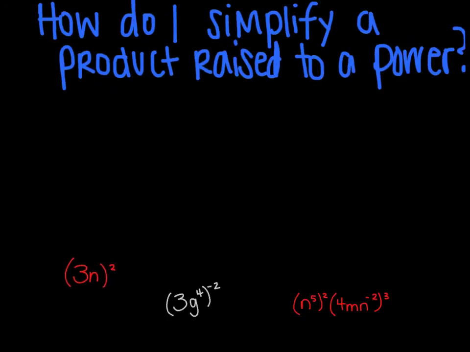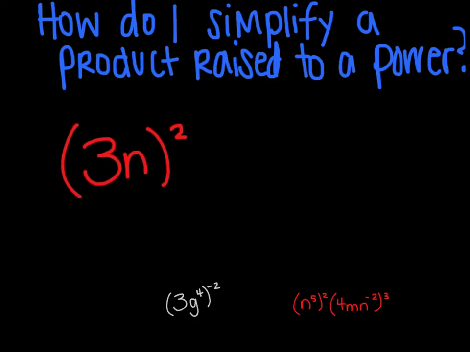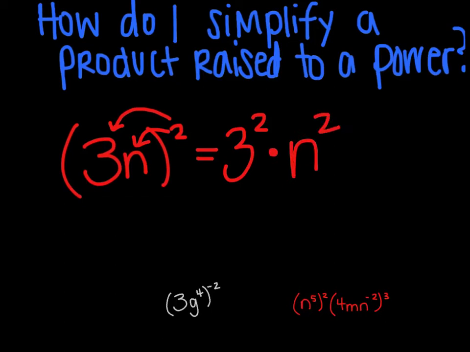How do you simplify them? We'll start with some easy examples first. So here I have taking that exponent and applying it to both. So I now have 3 squared times n squared, and that's going to give me 9n squared for an answer.